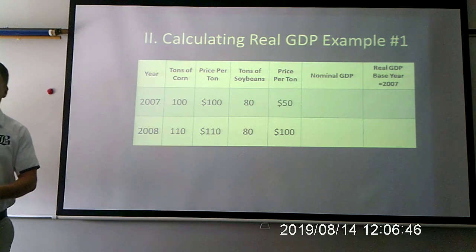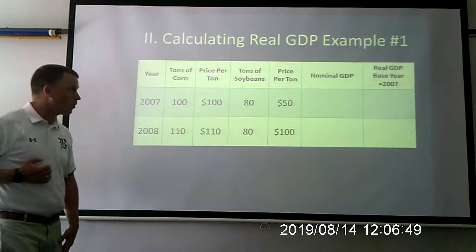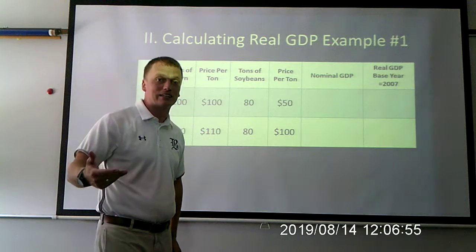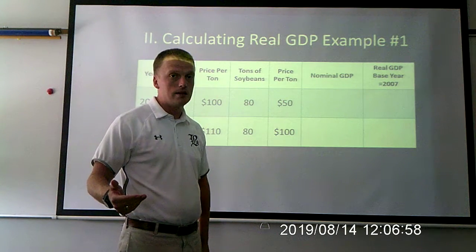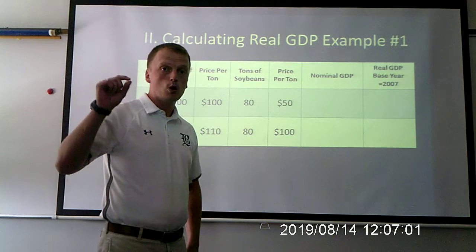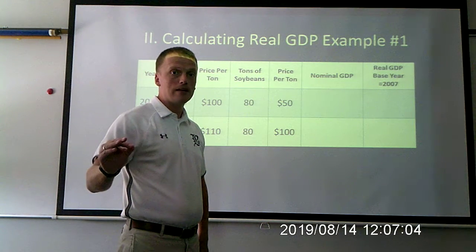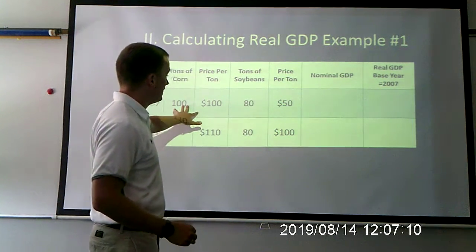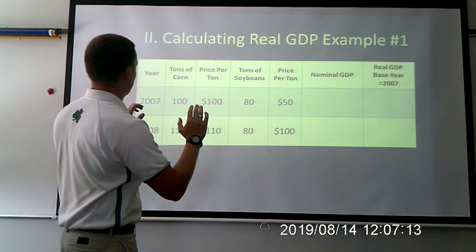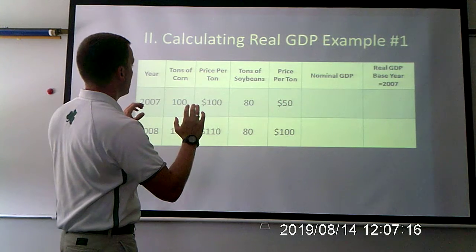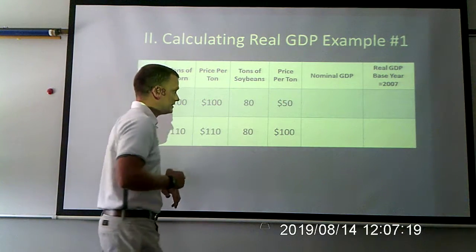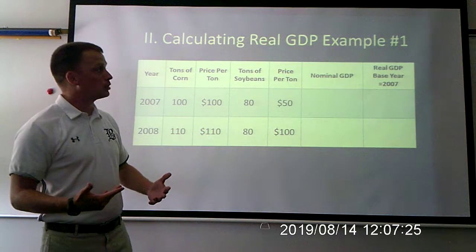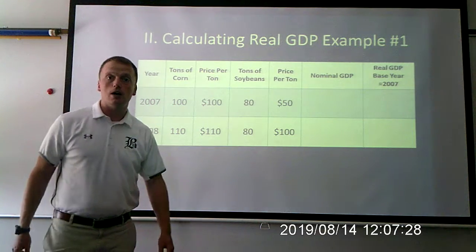Okay, this is important. This is where we're going to have to bust out our calculators. Based off of what we talked about last time in Module 10, remember how to calculate GDP. It's price times quantity, and then added with the other price times quantity. So we're multiplying these and multiplying these, and then we're adding them together to get nominal GDP in the year 2007.